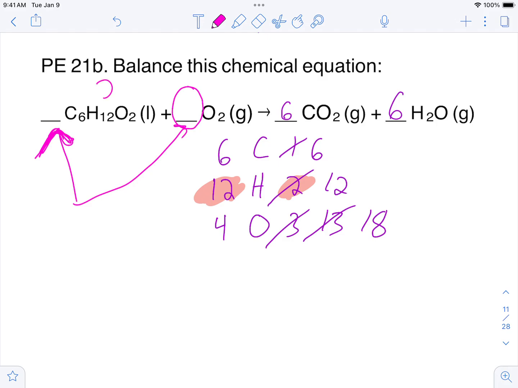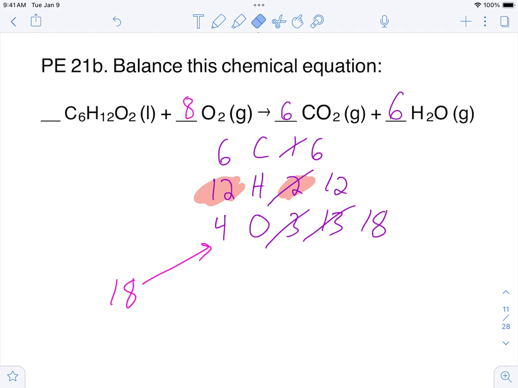So if I already have 2 O's here, and I need a total of 18 there, what coefficient would have to go in front of the O2? I believe it would have to be an 8, because 8 times 2 would be 16, and then 16 plus 2 would be an 18. So that would turn to an 18. And notice I am balanced.